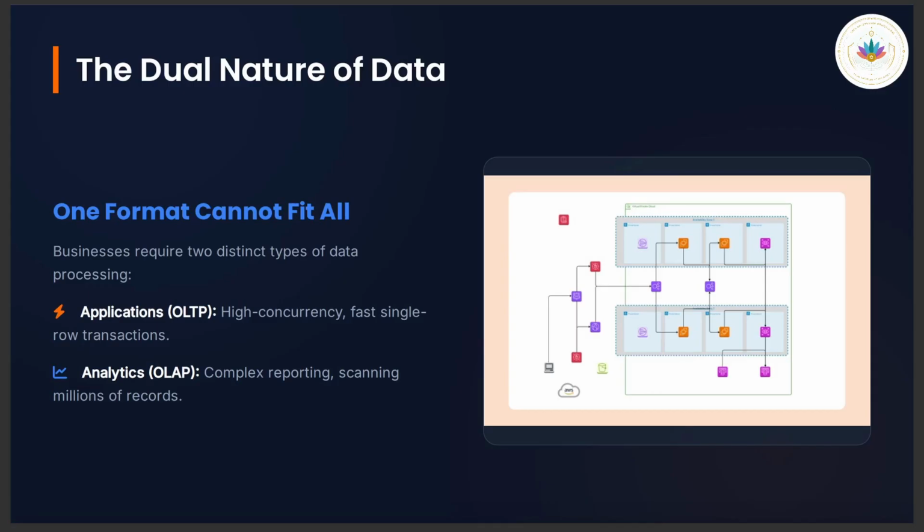Before we look under the hood, let's address the elephant in the room. Why can't one single storage format just do everything well? As a data professional, one of the first things you learn is that a single system can rarely optimize for two completely opposing workloads. Look at the architecture diagram. On one side, you have applications. Think of a bank app or an e-commerce checkout cart. They need fast individual transactions.